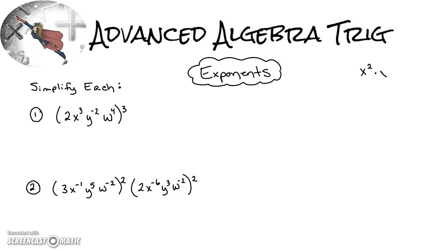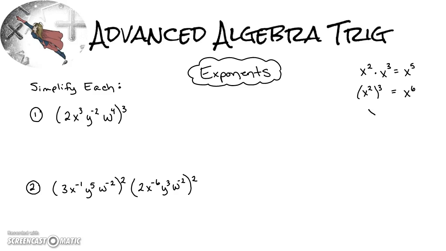So if you have x squared times x to the third, you add the exponents, so you end up with x to the fifth. Now that's different than if you have x squared raised to the third. If you have two powers but not another x written, then you multiply the powers. So that's x to the sixth.